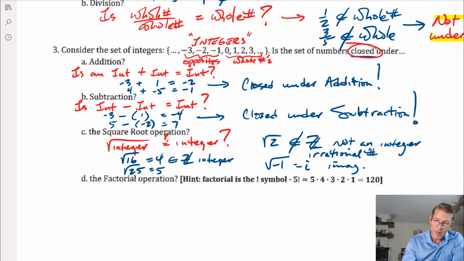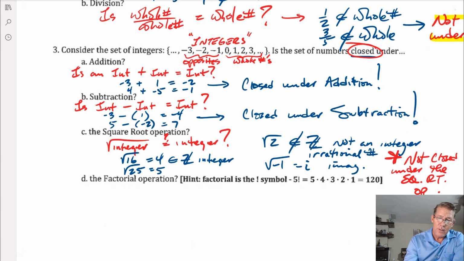So I'm going to make a big statement. I'm going to say not closed under the square root operation. That's my conclusion right there. So always have to make a statement right here.